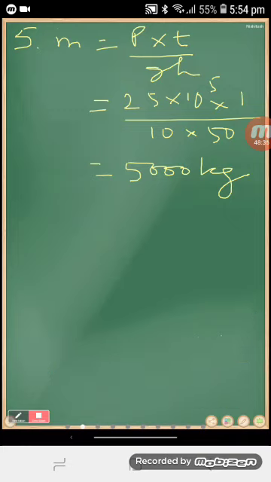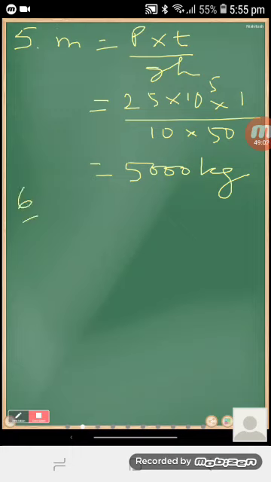The sixth one says that the bob of a simple pendulum is imparted a velocity of 5 meters per second when it is at its mean position. To what maximum vertical height will it rise on reaching its extreme position if 60% of the energy is lost in overcoming the friction? Now, here again the concept is that kinetic energy is getting converted into potential energy. But how much potential energy?